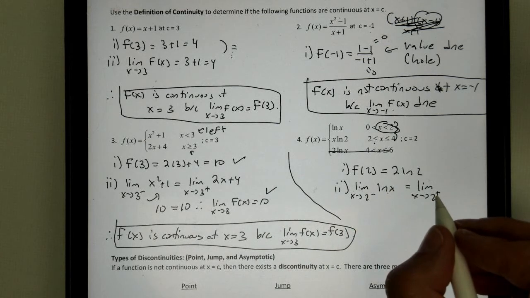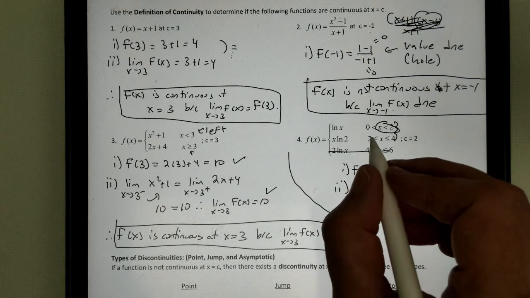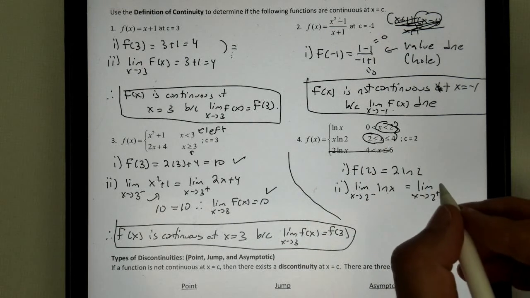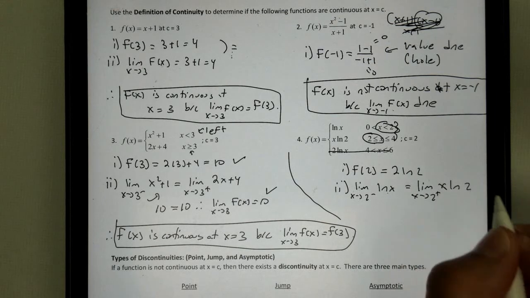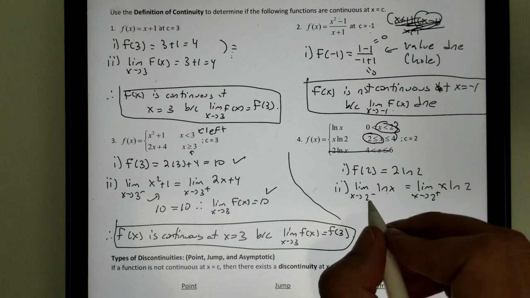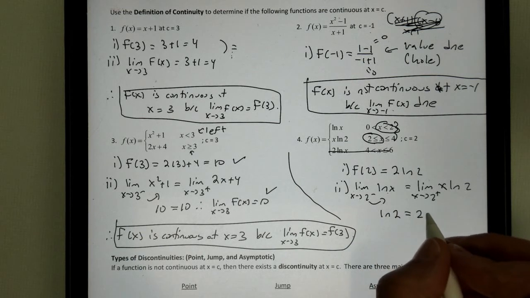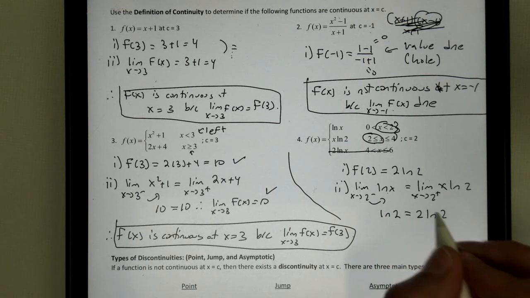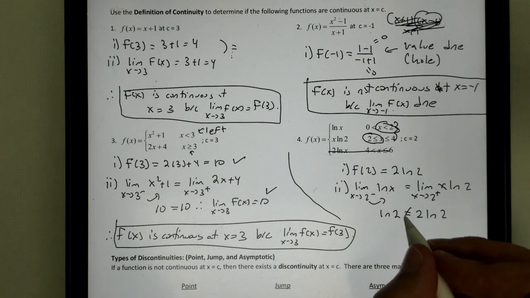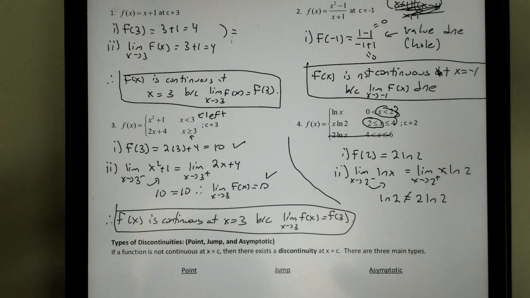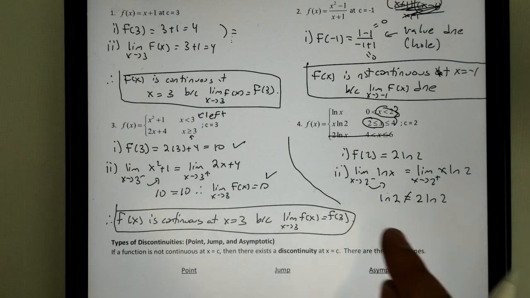For greater than or equal to 2, that's going to be here. This is actually saying x is greater than 2. So that's going to be on the right side, and that is x natural log of 2. And this is kind of cool. Look at here. If I plug in, I get natural log of 2, and over here I get 2 natural log of 2. Now, clearly these are not the same. So even though the value exists, the limit here does not exist.